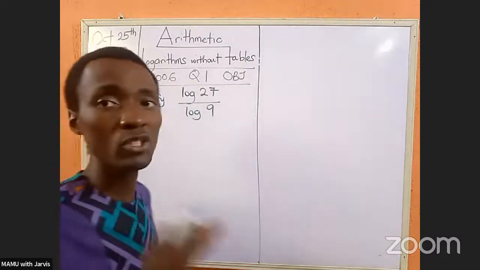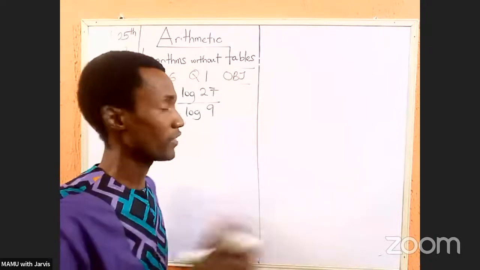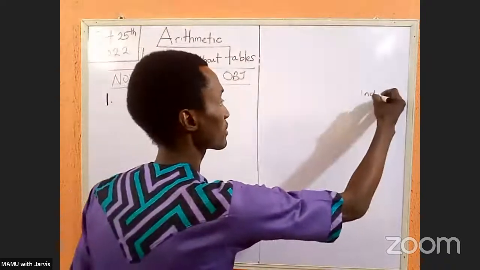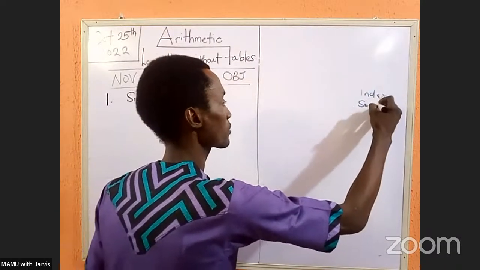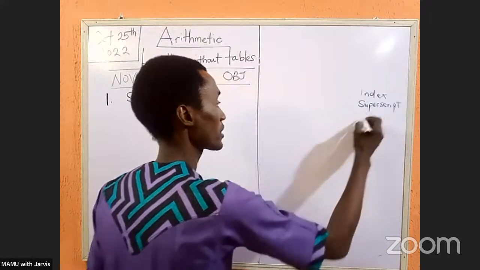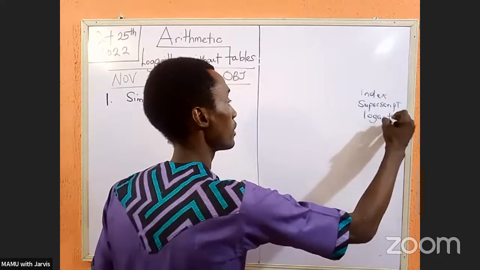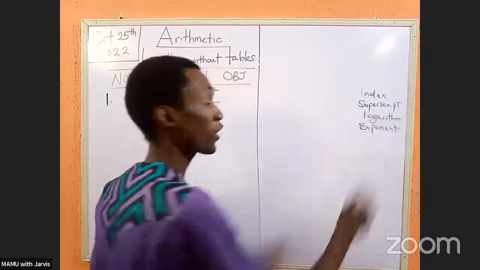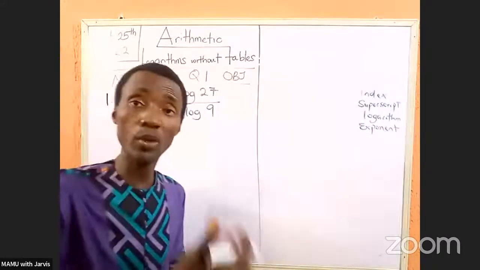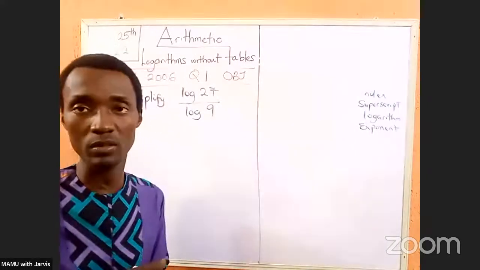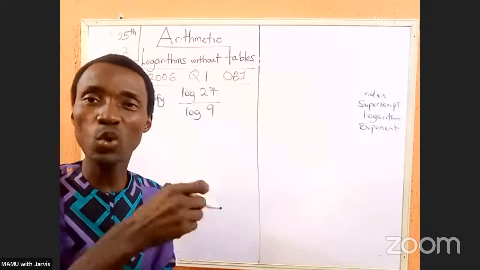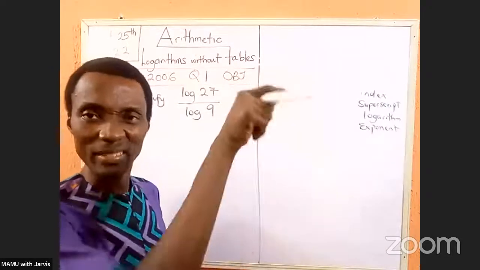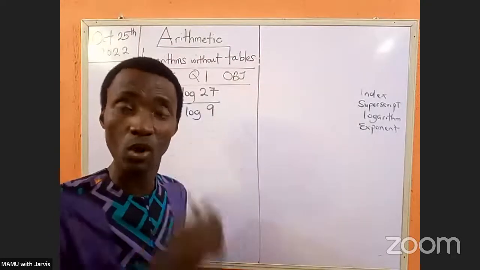Now, logarithm is not different from your indices. In fact, there are four words that are used interchangeably when we talk about logarithm: index, superscript, logarithm, and exponent. So these four words can be used interchangeably. That's why when we define logarithm, we say the logarithm of a number is the power to which a base is raised. So that number to which that base is raised is called the log.